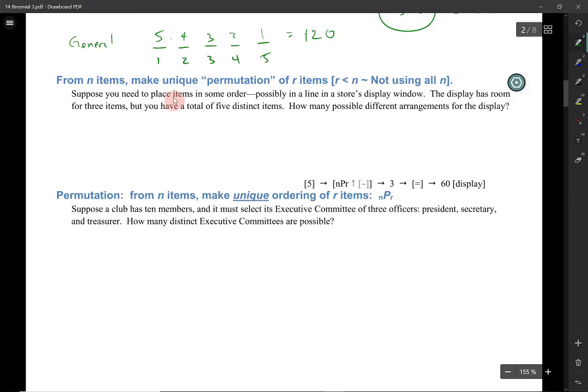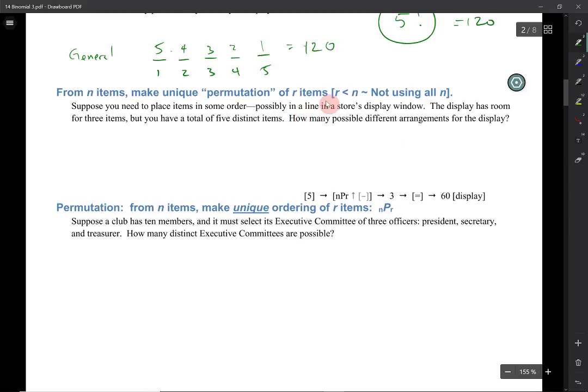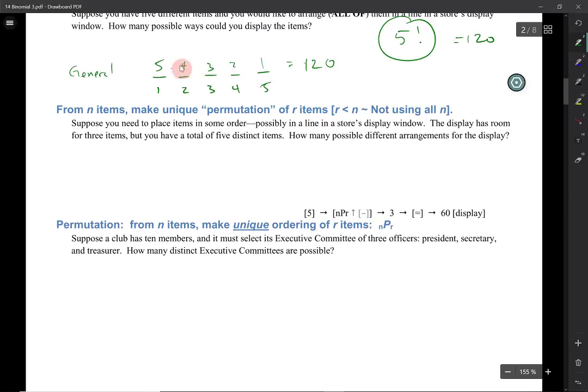Next, suppose you need to place items in some order, possibly in a store's display window. This display has only room for 3 items, but you have a total of 5 distinct items. How many possible different arrangements are there for this display? You would say, well, you cannot use the factorial, right? Because the factorial means that you're going to use all 5 of them. And so we're going to take some subset of them, right?